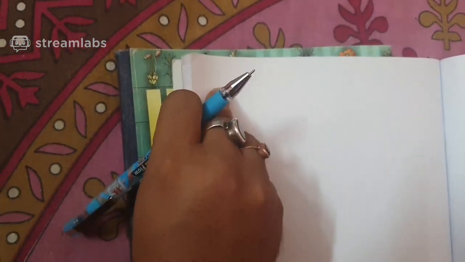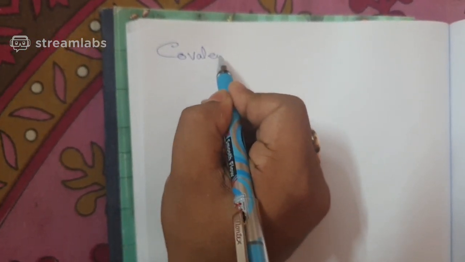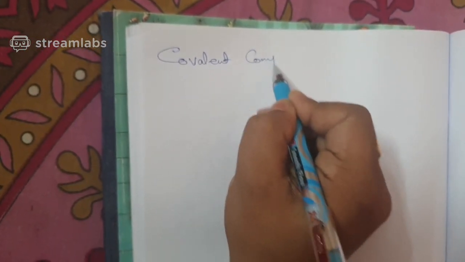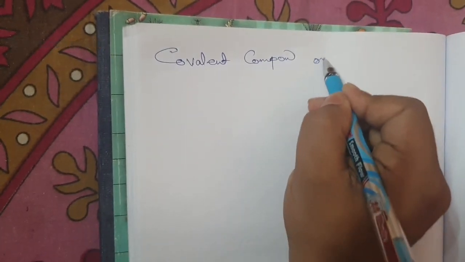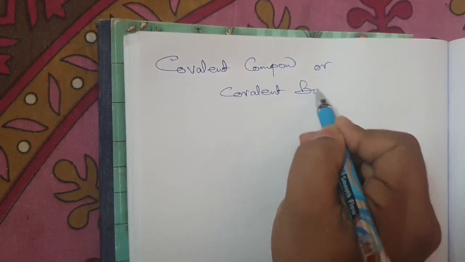Now, what is covalent compound or covalent bonding? But before going further, let us understand covalent compound or covalent bonding first.